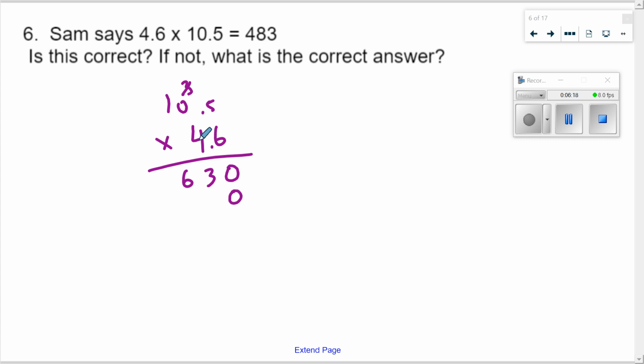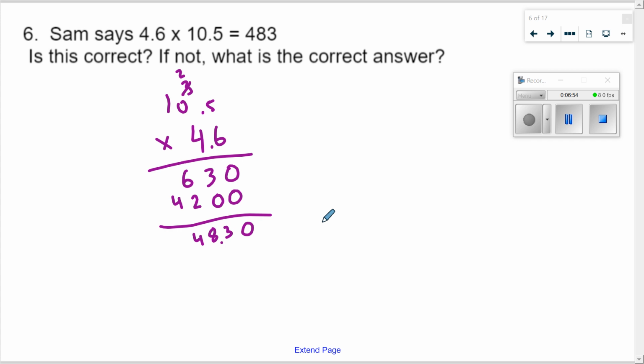Put a 0 here as a placeholder. We don't need that anymore. 4 times 5 is 20. Put a 0 there. Carry the 2. 4 times 0 is 0, plus 2 is 2. And 4 times 1 is 4. All right, so when we add them up, we get the digits 0, 3, 8, 4. So 483 and a 0 are the right digits, but for the decimal point, we have to go 1 decimal place here, 1 decimal place there, so we would go 1, 2.